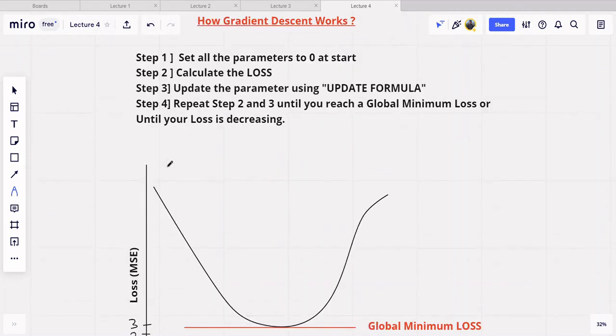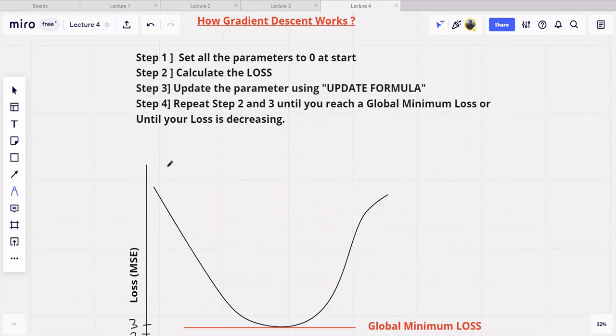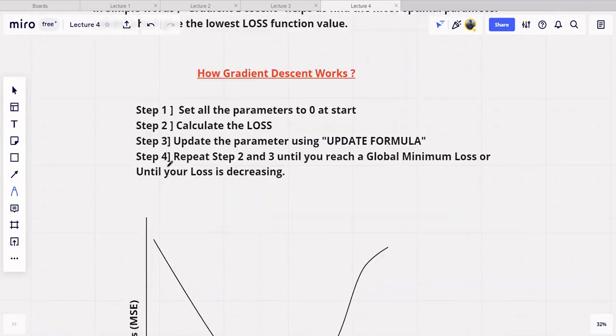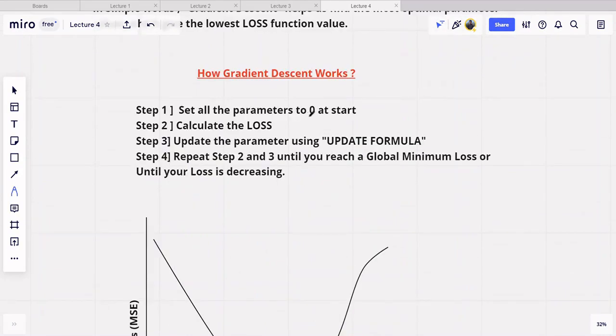Now, gradient descent basically has 3 to 4 steps. Again, this is a high level overview. Don't try to understand everything here. Just get a high level overview of what I'm saying. The first step is to set all the parameters to 0 at the start.